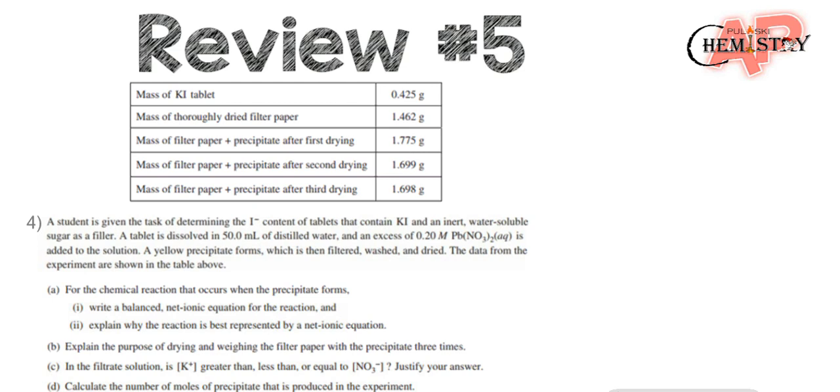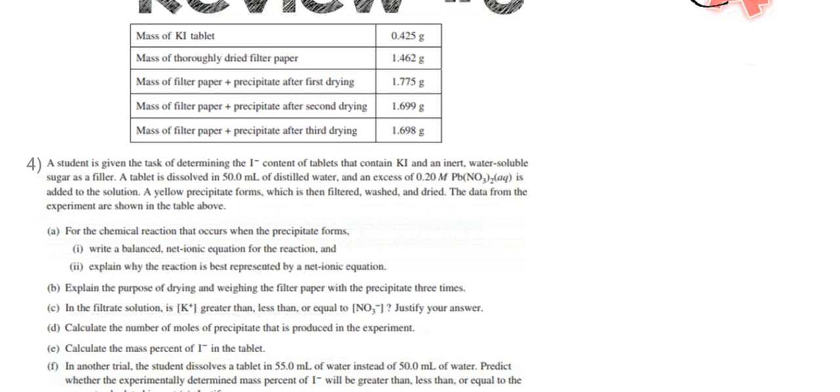Sorry, it's dissolved with excess lead nitrate. A yellow precipitate forms, which is then filtered, washed, and dried. The data from the experiment are shown in the table above. So we have a mass of thoroughly dried filter paper, and mass of filter paper and the precipitate after first drying, after second drying, after third drying. It doesn't mean you have to understand everything about the problem after you read the intro. It'll give it context as we go.